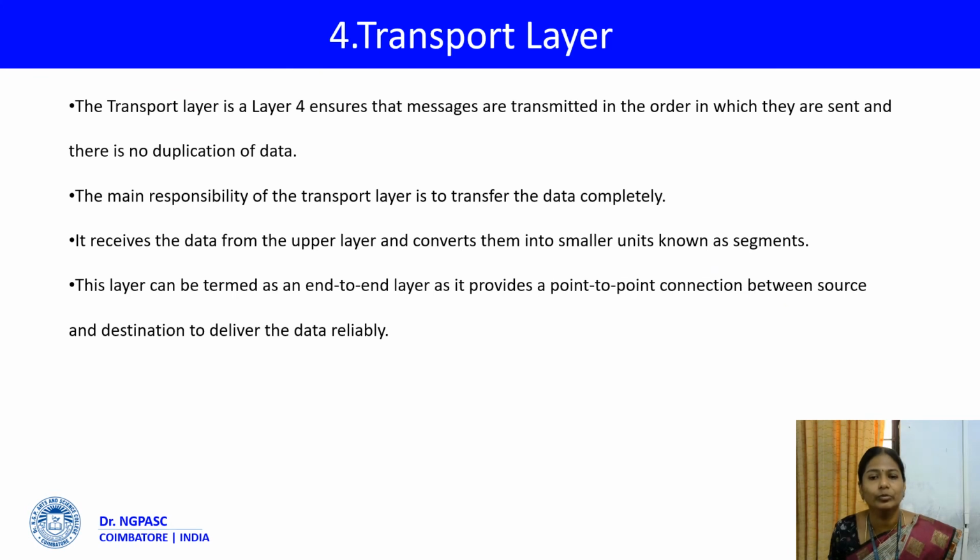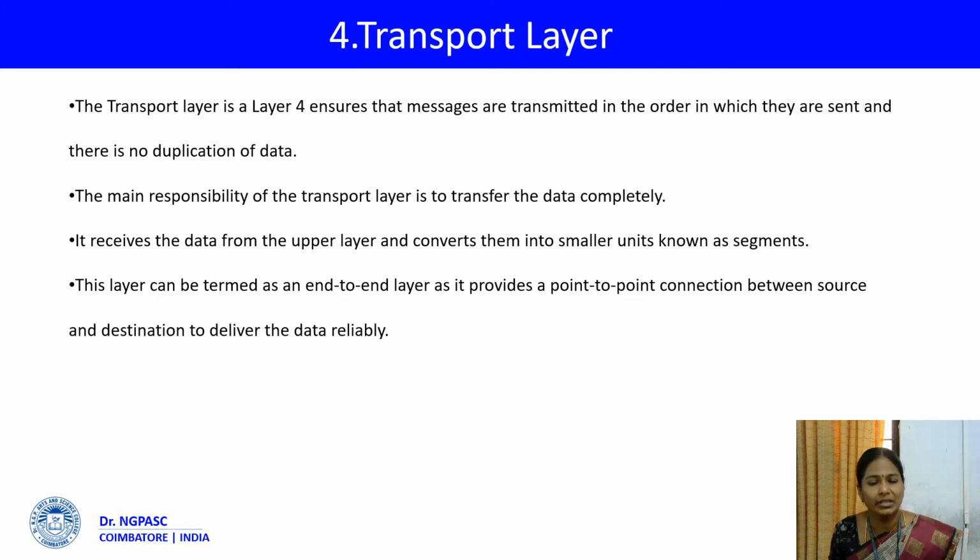Next, we have the transport layer. The transport layer is the fourth layer of the OSI model. This layer ensures that the messages are transferred in the order in which they are sent and that there is no duplication of data in the transmission. The main responsibility of the transport layer is to transfer the data correctly and completely. It also ensures that the data sent by the sender correctly reaches the destination without any modification.